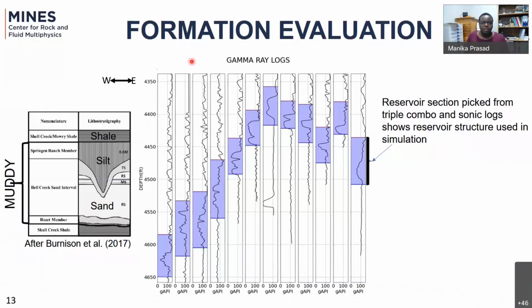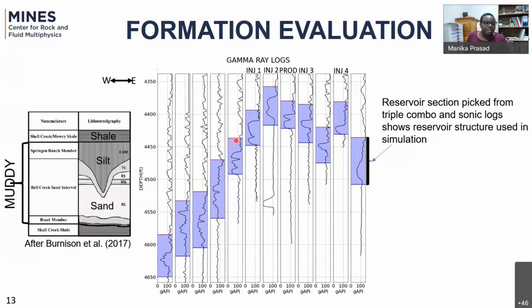Looking at the formation here, we see that the muddy formation is highlighted in purple, the top is in brown, the bottom is in blue. The reservoir section has been picked from triple combo and sonic logs, just for the sake of accuracy. And when we look at each of these wells, it's interesting to note that the reservoir tops had different depths. So the dip is obvious in this field. It has also been confirmed in literature that there was a dip in the northwest direction, and so we have our well logs telling us that.